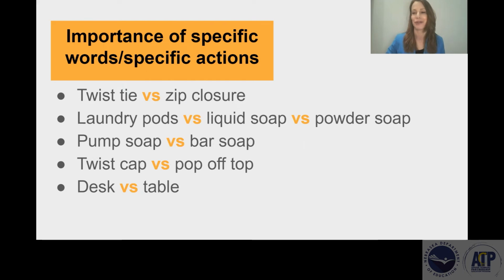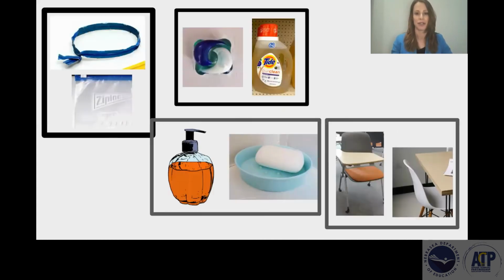And actually, this is a true story. I did this in a group home, and they had laundry pods, and the staff member at home used liquid soap. So she was writing her task analysis, and it was like 1 cup of soap. And I was like, oh, they use laundry pods. So total different skill. The task analysis visually looked different, right? Pump soap versus bar soap. Totally different skill. Pumping soap versus having a bar of soap in your hand. Twist cap versus pop-off top. Desk versus table. So really think about those details, because I'm going to show you this picture here.